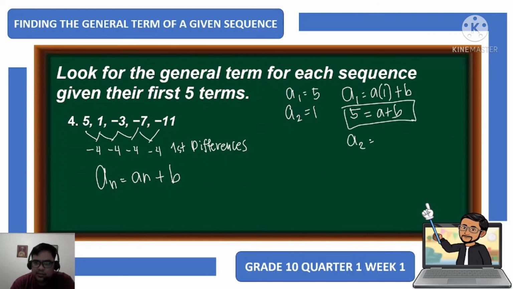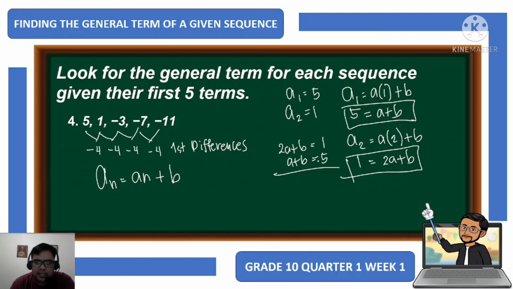So, sa a sub 2, substitute natin a times 2 plus b. Then, a sub 2 given is 1. So, substitute 2 times a, 2a plus b. Okay, so again, dalawang equation system. So, just rewrite 2a plus b, that would be equal to 1. A plus b, that would be equal to 5. Then, to eliminate b, subtract natin. So, 2a minus a, b minus b, 0 or cancelled out. 1 minus 5 is negative 4. So, the value of a is negative 4.